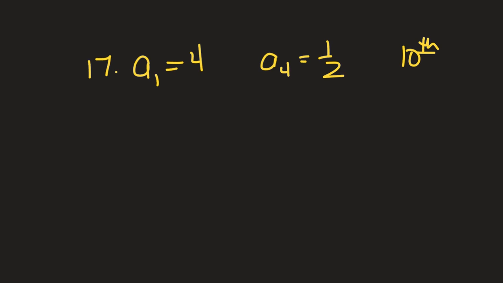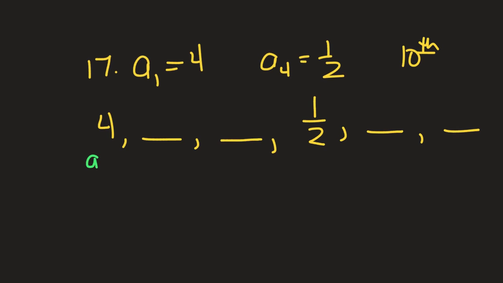So on this type of problem, we are not told the ratio, right? There's a couple ways that we can do this. Number one is by guessing and checking, right? So we know the first term is 4, so there's our first term. And then we're missing our second term and our third term, but we know the fourth term is 1/2.